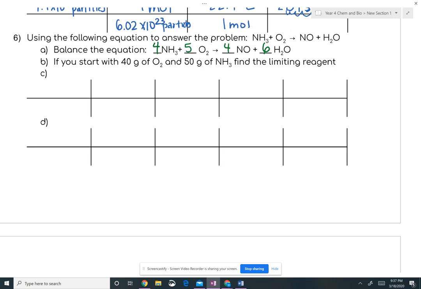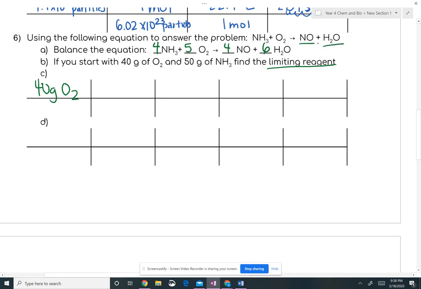So now that we have our equation going, we can actually start working on our problem. It says if we start with 40 grams of O2, I'm going to write my 40 grams of O2. I need to find the limiting reagent. You'll notice right away that it does not tell me what to solve for. So in this case, I can pick anything on this side.